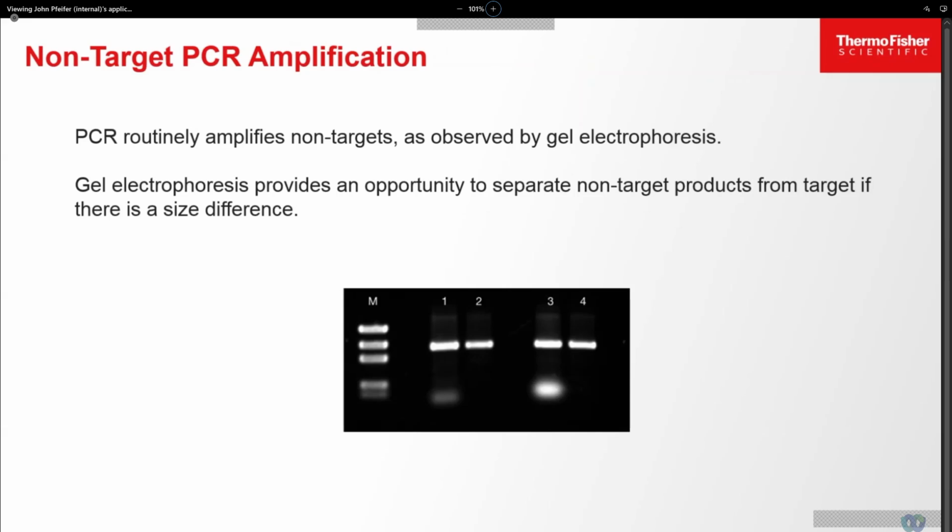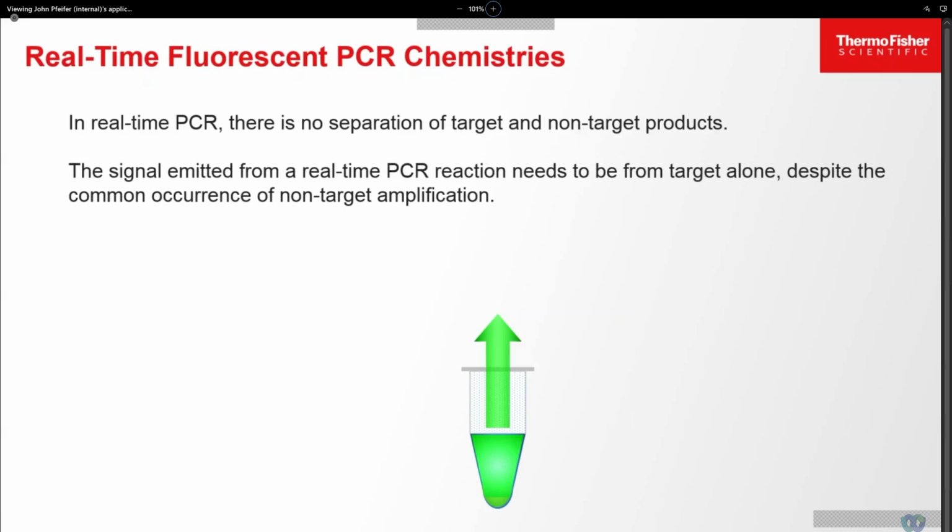For those who have gel-based experiences with PCR, it comes as no surprise, I'm sure, that PCR routinely amplifies non-targets. And we can detect that on gels when you see bands or smears that have molecular weights that don't correspond to the target. But one of the benefits of gel electrophoresis is that we can physically separate target and non-target if they have a different molecular weight. But here's the key difference.